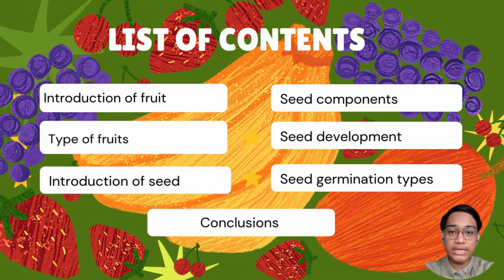Okay, so this is the list of content for my presentation. Basically, I divide it into two main parts, the fruits and seeds. Firstly, I will go for the introduction of fruits. Next are the types of fruits, of which there are four. After the fruit sections, I will go to the introduction of seeds, seed components, and seed development, which has three stages. Next I will go to the seed germination types. And lastly, the conclusion, where I will conclude the whole of this subtopic.